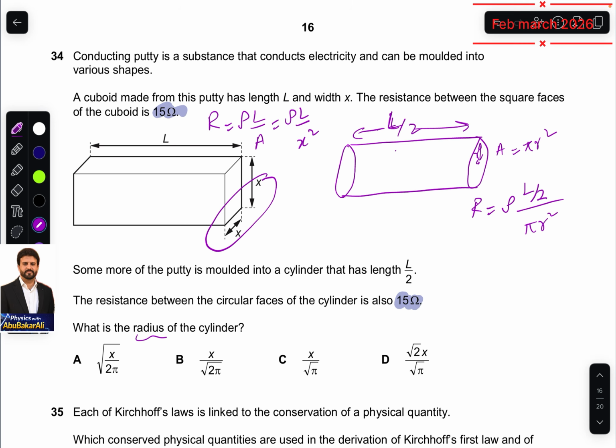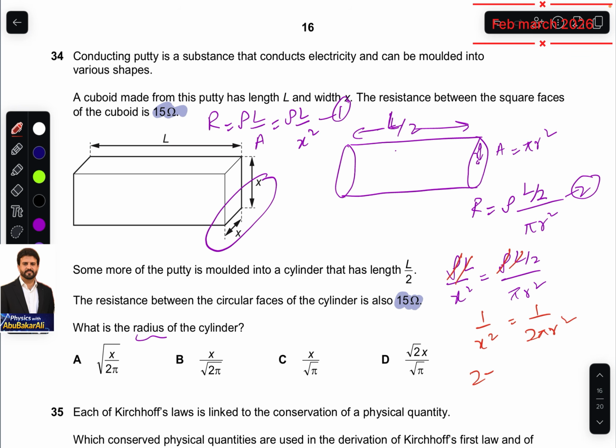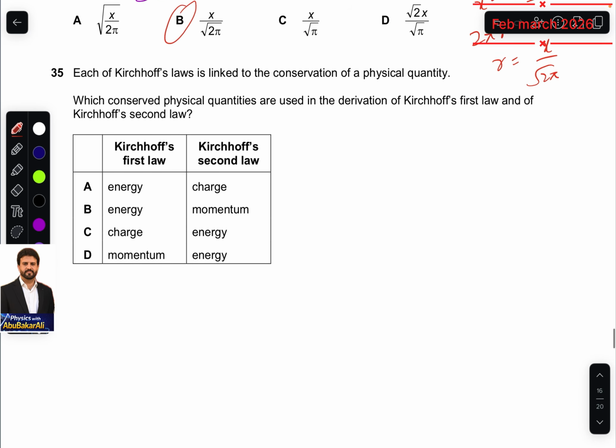Okay, this is 1, this is 2, we can equate both of them. What we'll get is rho L over X square is equal to rho L over 2 over pi R square. So this rho will cancel, this L will cancel, and this will be 1 over X square is equal to 1 over 2 pi R square. So I can say 2 pi R square is equal to X square. So R is equal to X over under root 2 pi. Okay, it's option B.